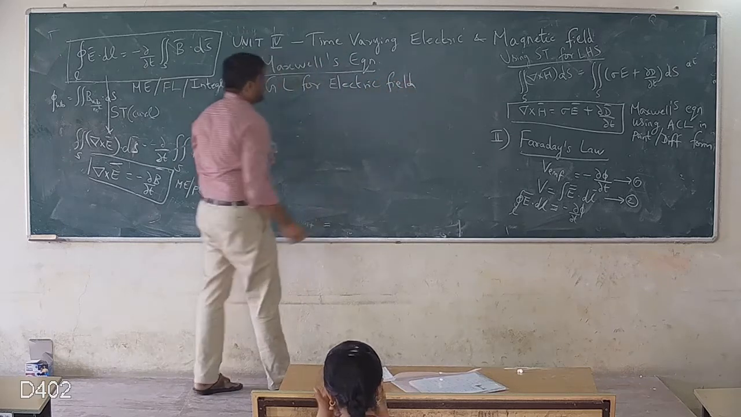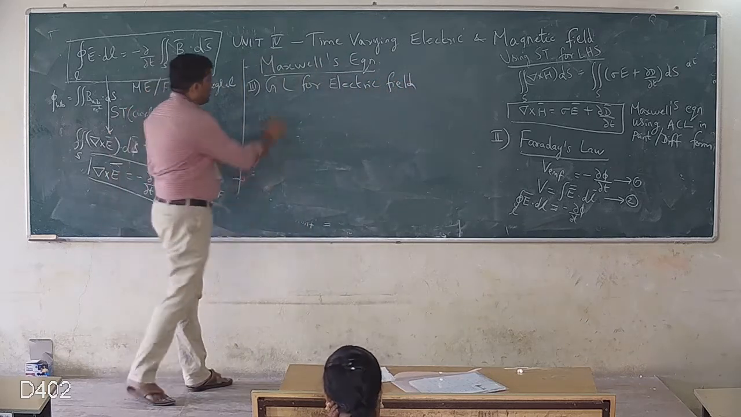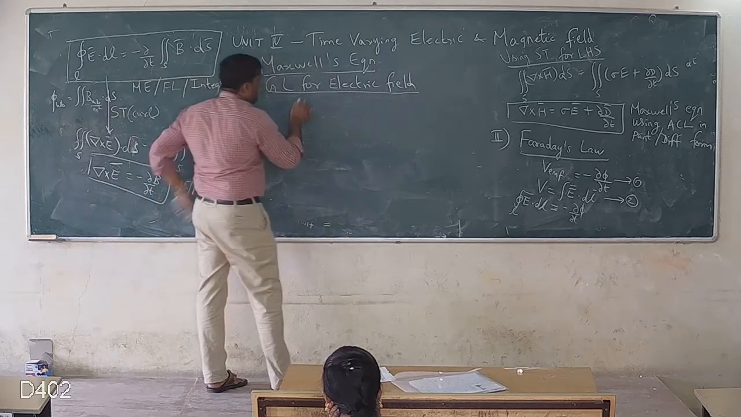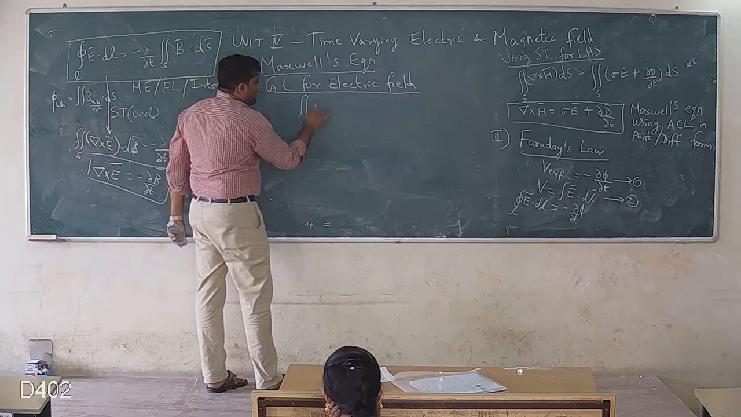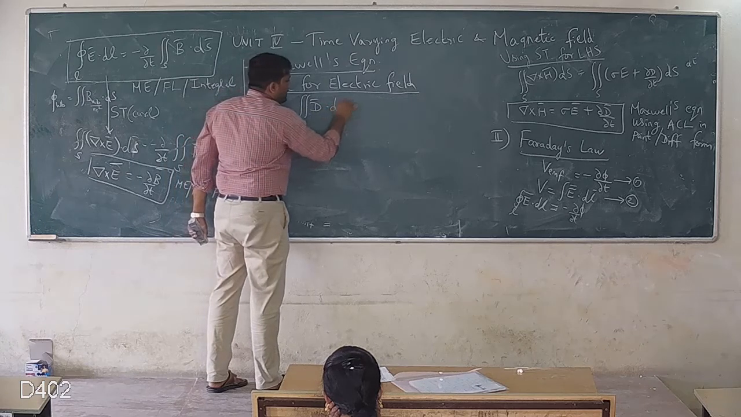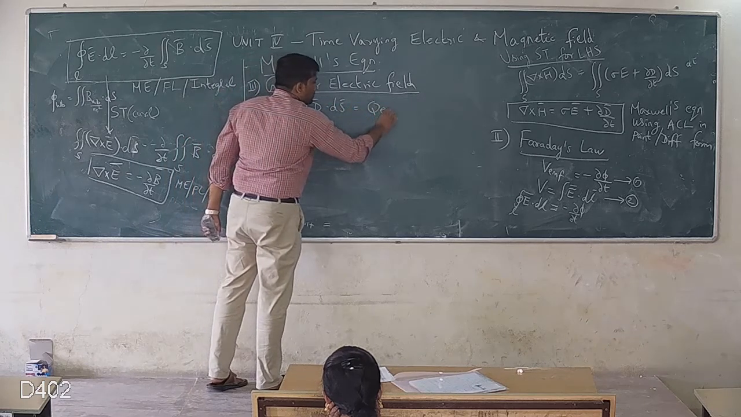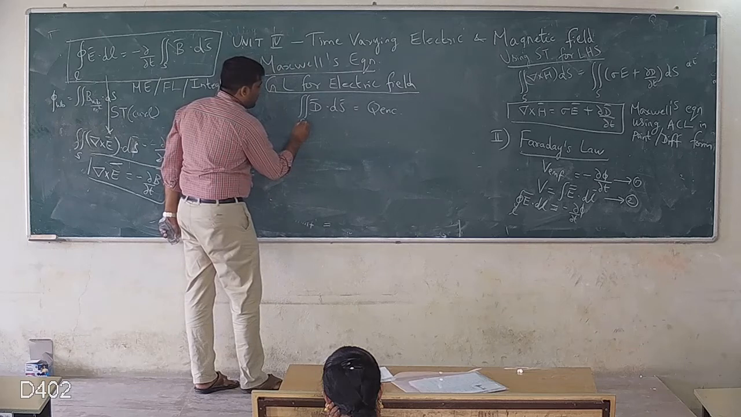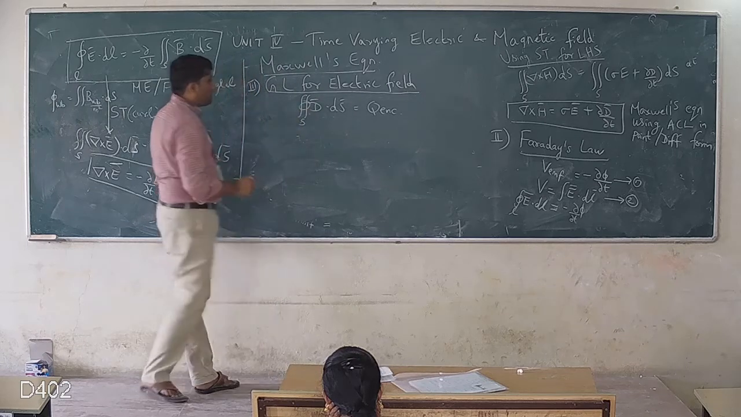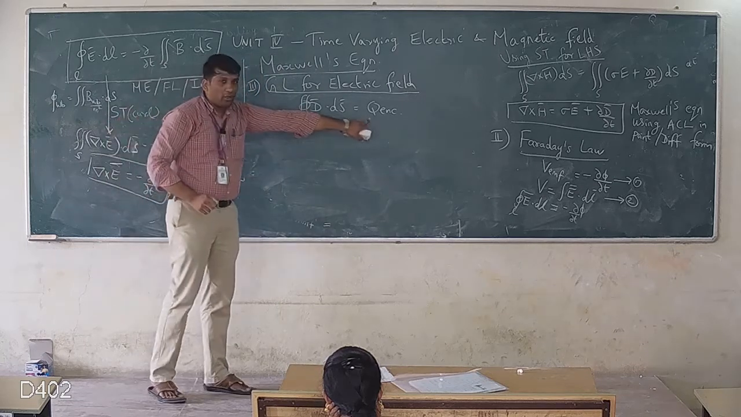So in this condition, I know that the Gauss law is defined as double integral D dot dS is equal to Q enclosed. So here it is a surface and a closed integral. The closed integral is equal to Q enclosed.